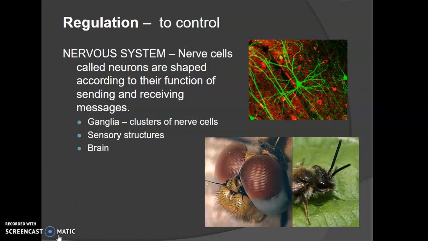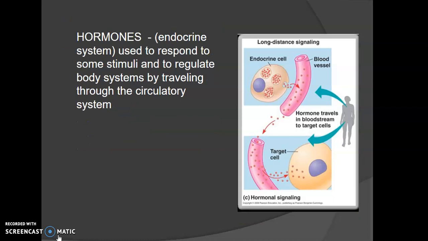Other organisms have real complex sensory structures, like that compound eye you see in the picture of the fly. It sees lots of little images. The antenna that you see on the honeybee, that's a complex sensory structure. It allows it to intake information. And then the brain is the most complex regulatory structure, and only the highest order mammals have that.